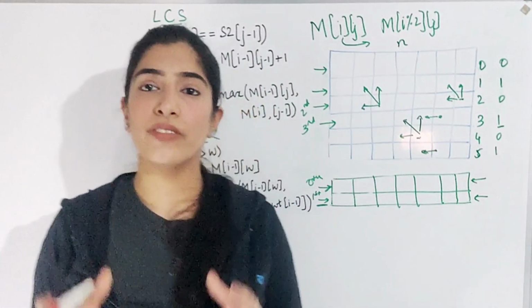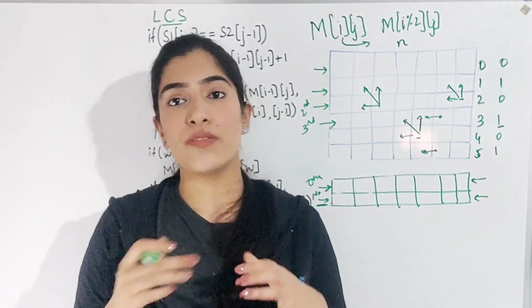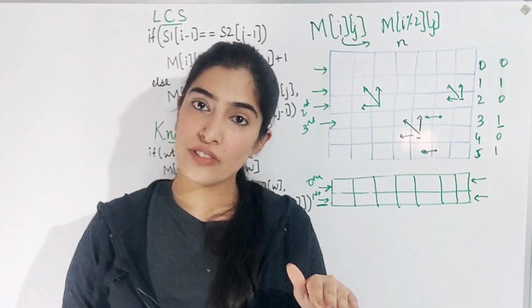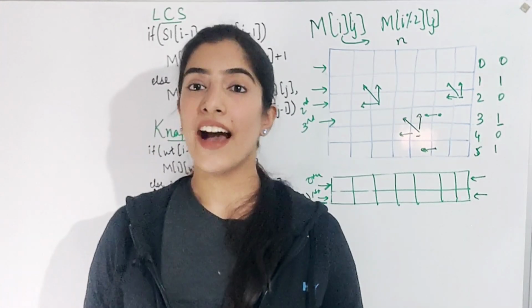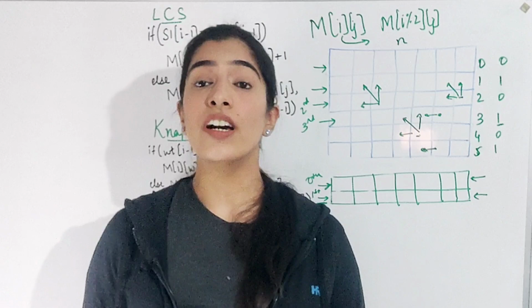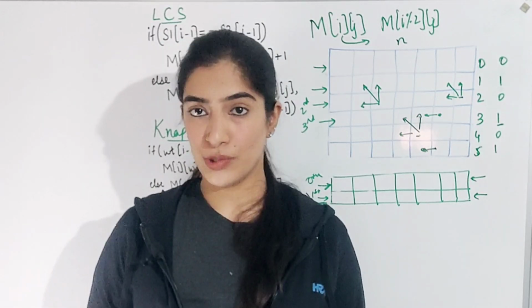To make it very simple, when I fill the values in the first row, I use the values in the zeroth row. When I fill the zeroth row, I use the values in the first row. As simple as that. I need only two rows. I hope the optimization is clear to you. Even for this optimization, you should keep two things in mind.